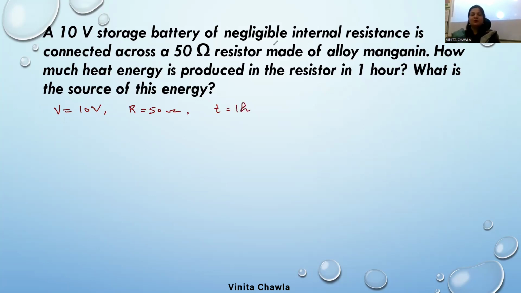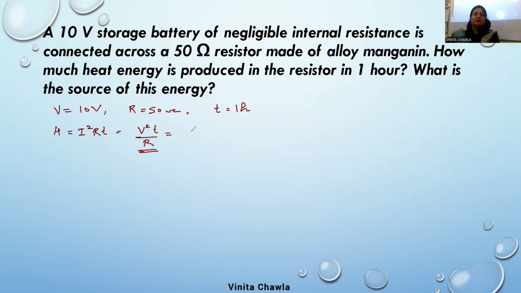A 10 volt storage battery of negligible internal resistance is connected across a 50 ohm resistor made of alloy. How much heat energy is produced in the resistor in 1 hour? And what is the source of this energy? See, we have to find heat produced and the source of energy. Heat produced is I square RT, or we can write heat produced as V square T by R. Okay, now put the values here. We'll use this V square T by R because we have all the variables here.